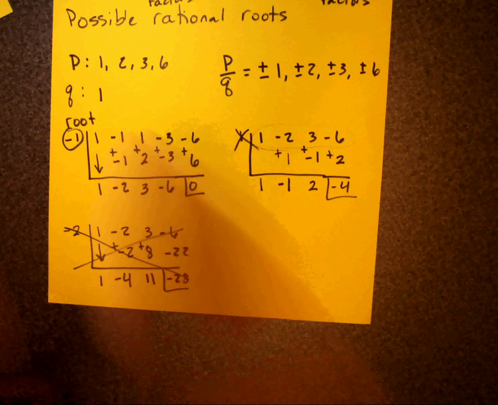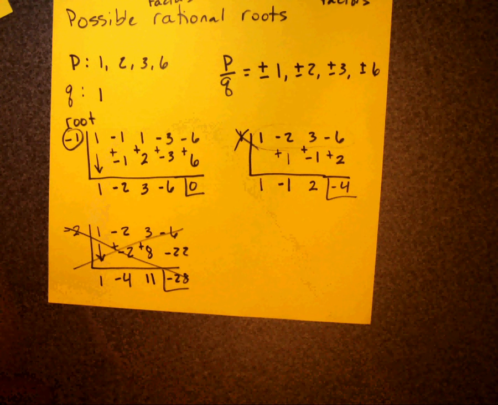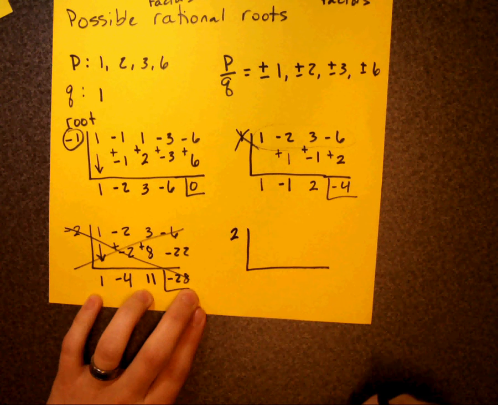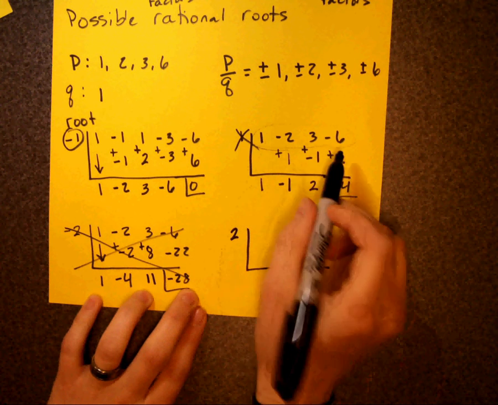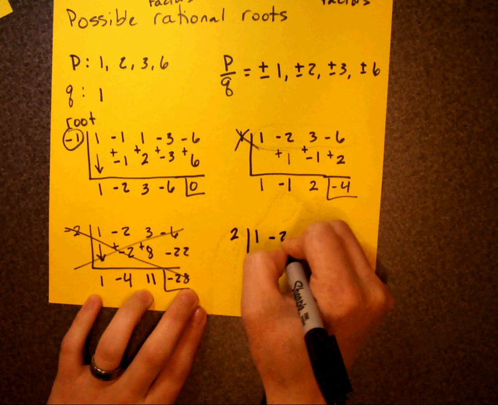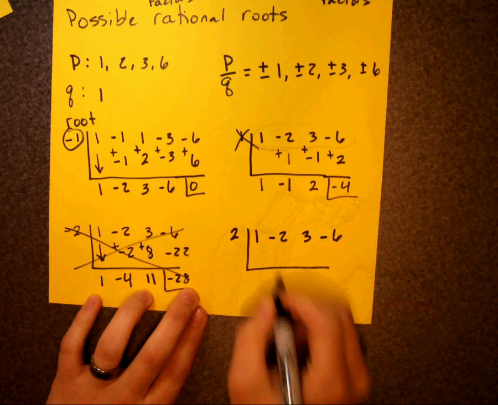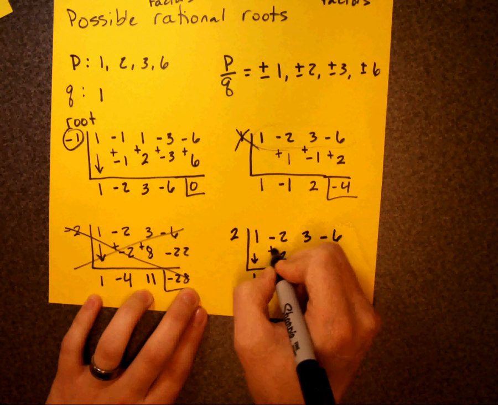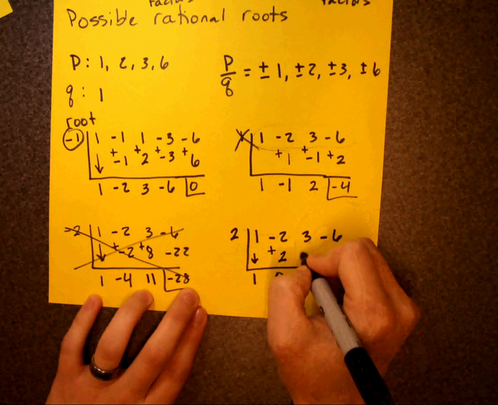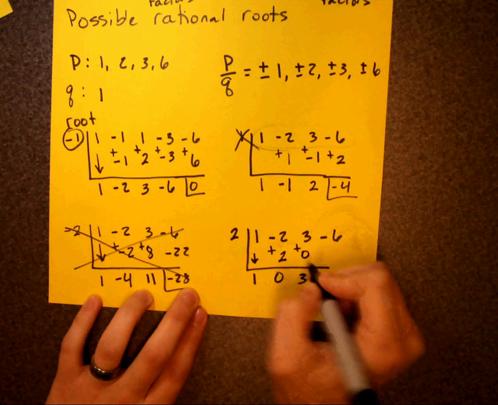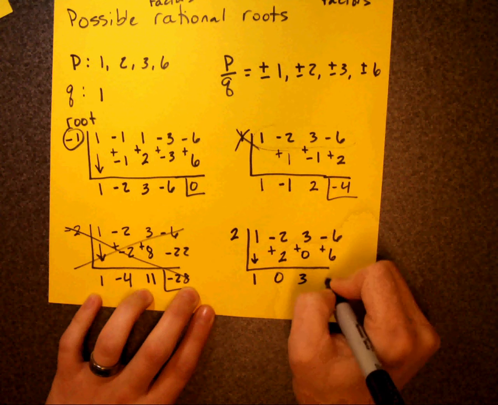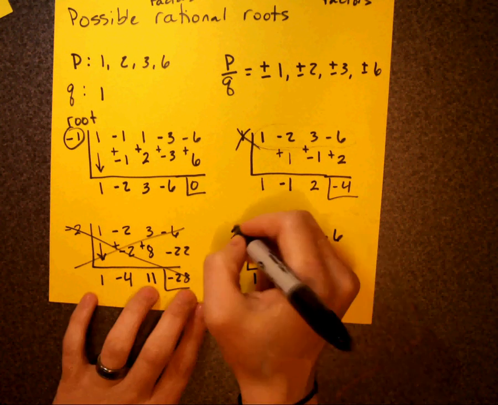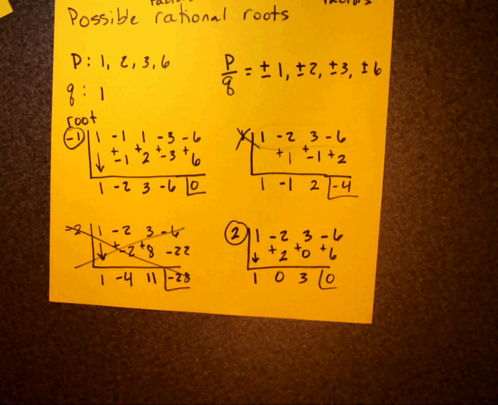Still got a couple more numbers in my list, so I'm going to try positive 2. So with positive 2, again, I reduced it down to a cubic, so I'm going to keep using that. Bring down my first term. Multiply. Add. Multiply. Add. Multiply. Got a remainder of 0. So I know now that positive 2 is also one of my roots.